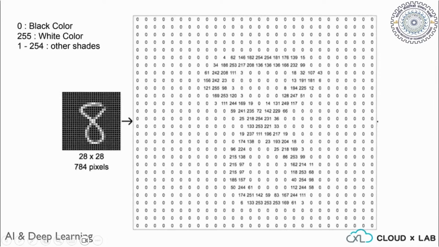Then feature means the pixel values. So if we have 28 by 28 images, then there will be a total of 784 pixels. As you can see here, we have a total of 784 pixels, so there are a total of 784 features, where each feature is a pixel value, and a pixel value can lie from 0 to 255 if we have 8-bit images.